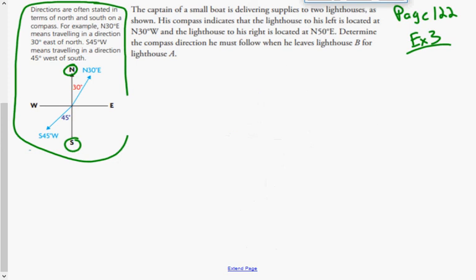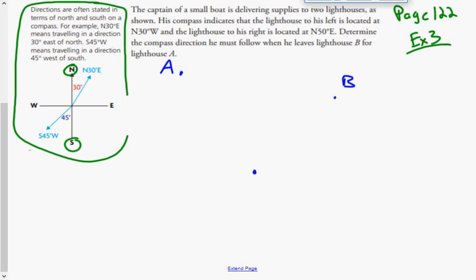All right. So with this example here, you have a boat. It's a captain of a small boat. For whatever reason, they love using boats for this stuff. They get nautical all the time. You're either in a boat, a canoe, a kayak, tugboat, whatever. Makes a lot of sense in a landlocked province, but it's okay. So you have a boat. I'll put the boat here. It supplies 2 lighthouses as shown. So there's lighthouse A, and then there's lighthouse B here.